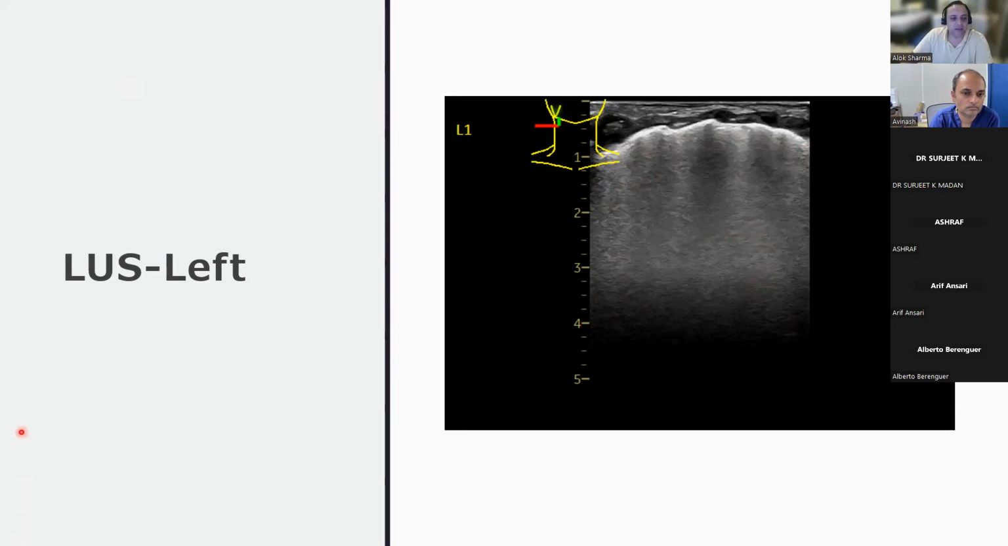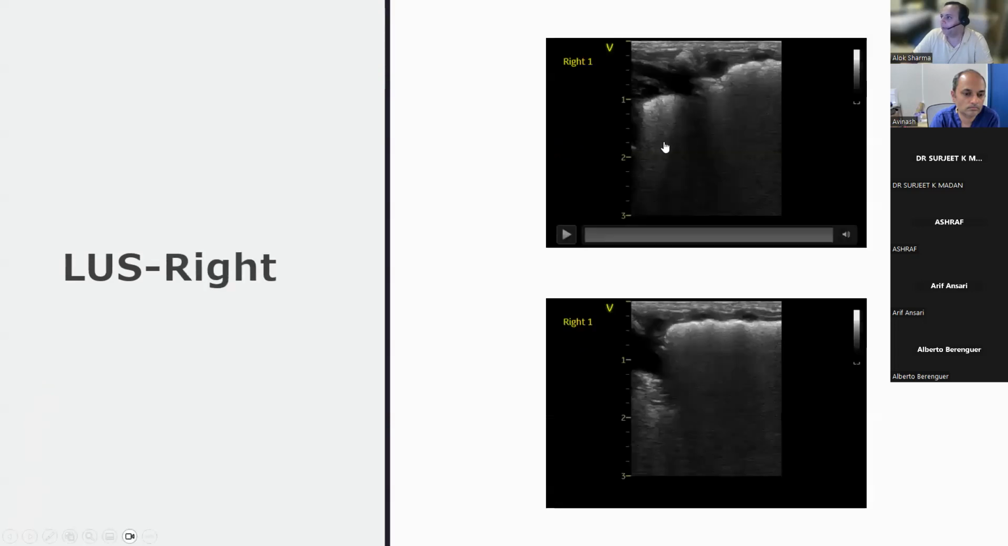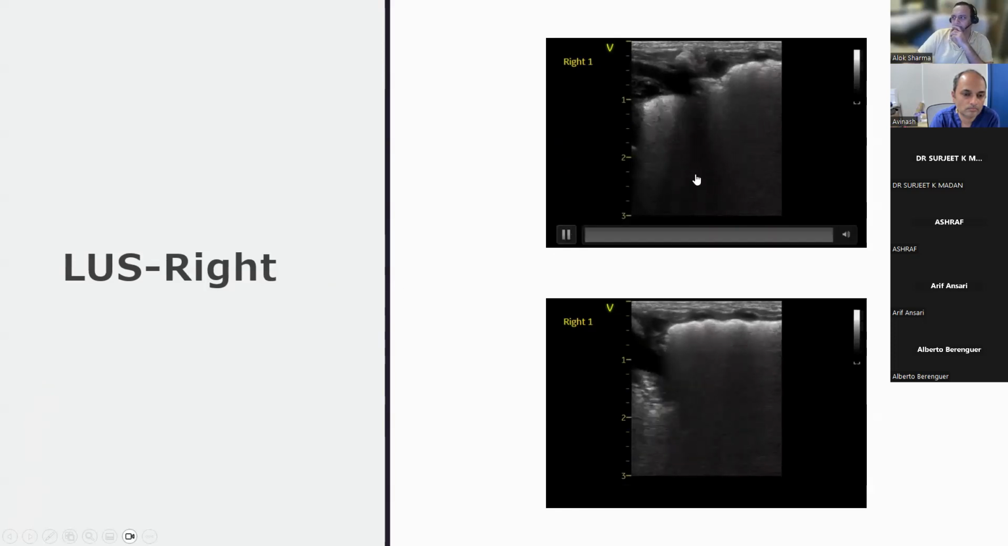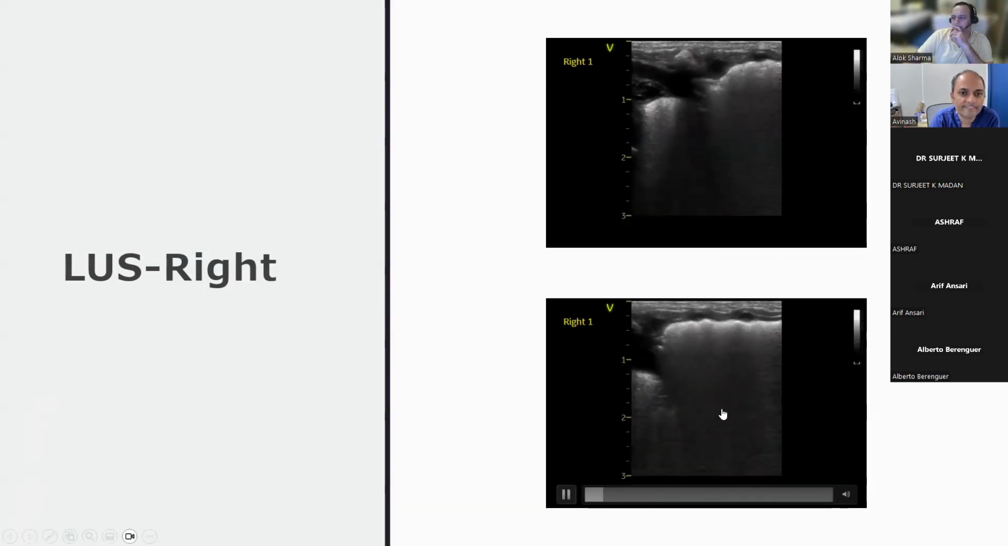I'm just going to take my, sorry, really irritating with the laser pointer. So this is the right side. So Arif. Yeah. So this right R1, this one, right? Yes.